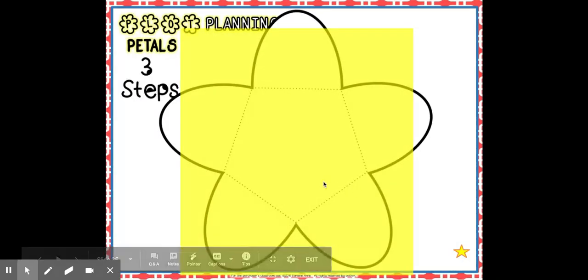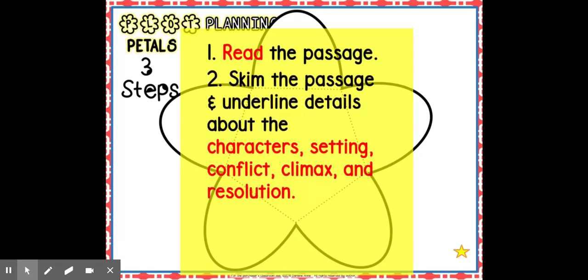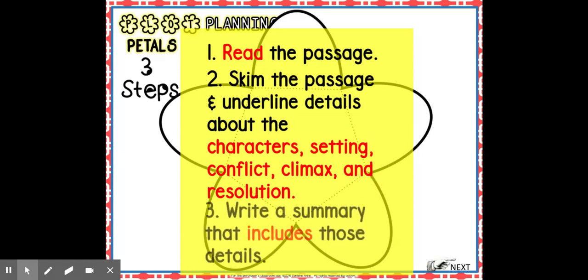So, how do I get those five main parts of the story into a good summary? Well, of course, I have to read the passage. That's been kind of a duh throughout this whole thing. I want to skim the passage and underline those five plot petals: the characters, the setting, the conflict, the climax, and the resolution. Then I want to write the summary that includes those details.